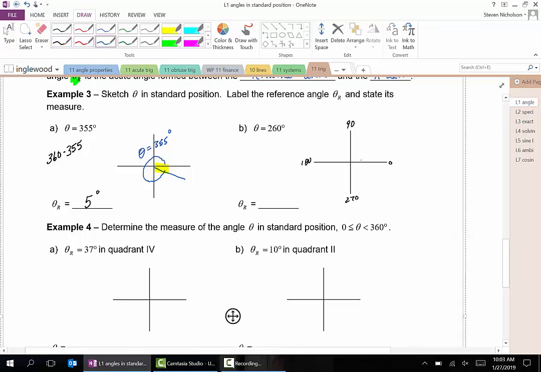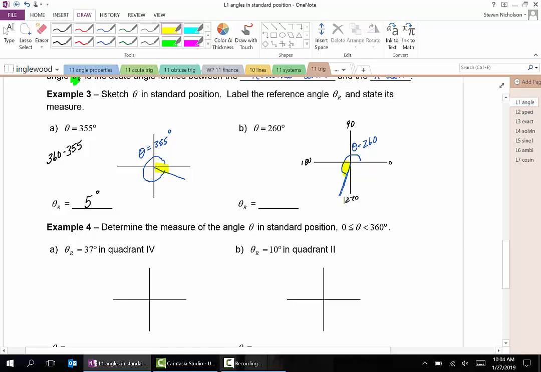260 is not quite there, so we're going to go all the way around almost till we get there. And again, it doesn't have to be perfect. And then we're going to draw that. And this is going to be our theta, 260 degrees. But if we imagine making a triangle, or the angle formed between the terminal arm and the x-axis, well, here's your reference angle right there. It's that angle right there.